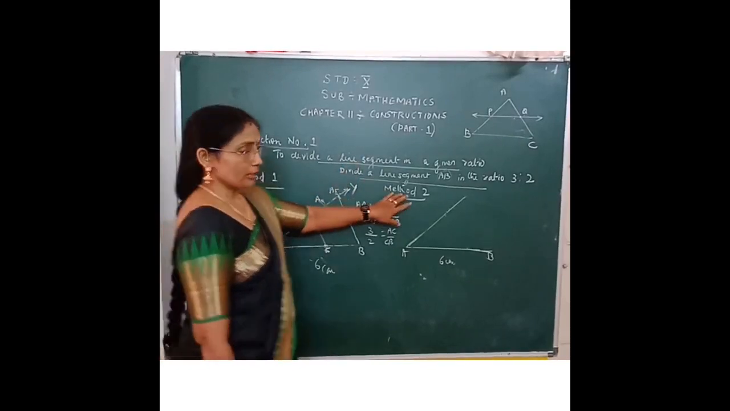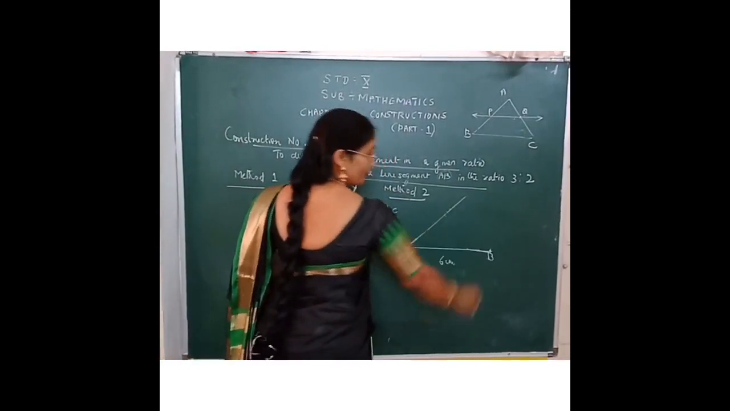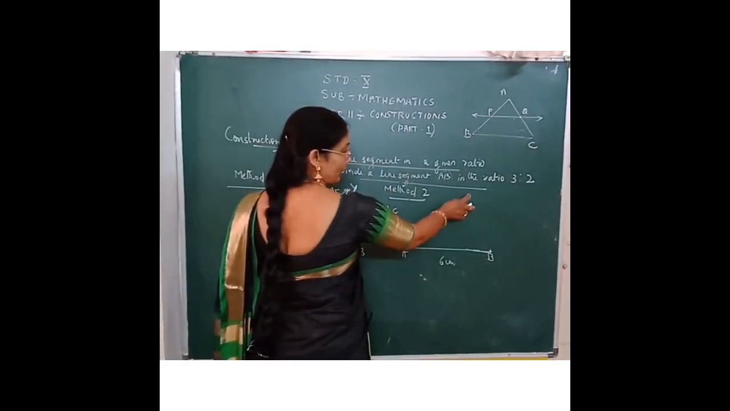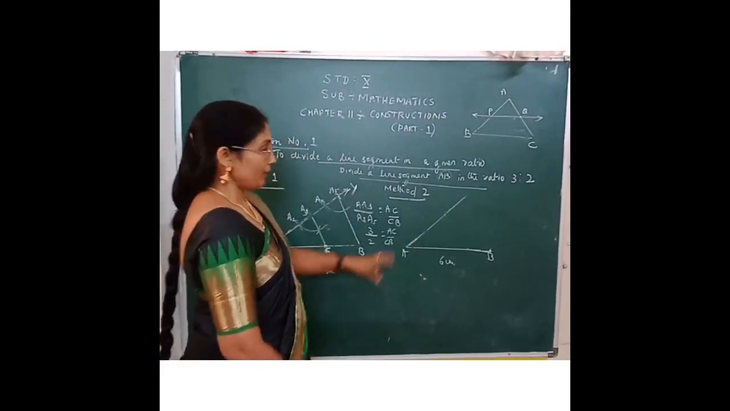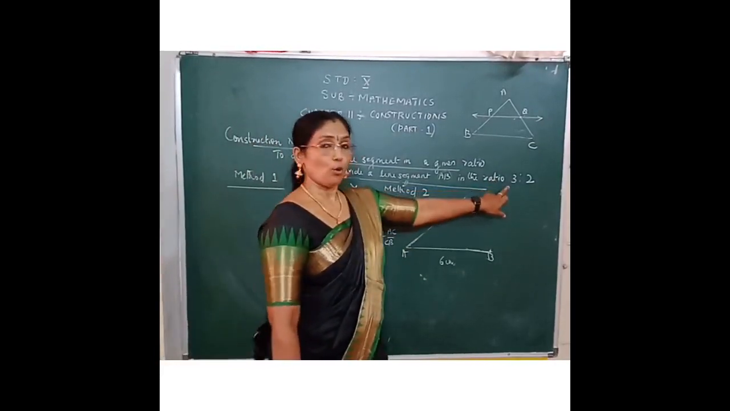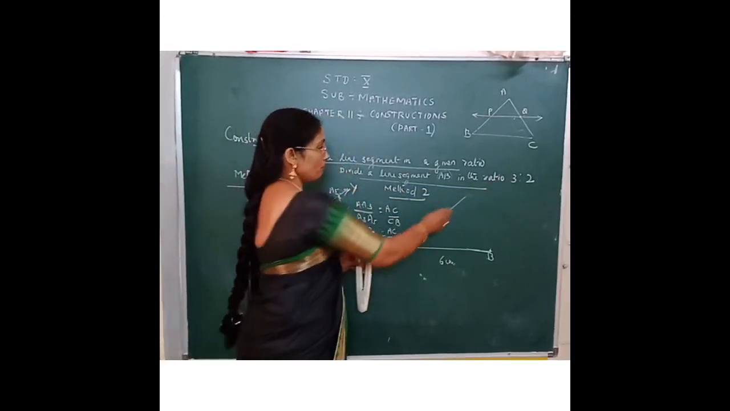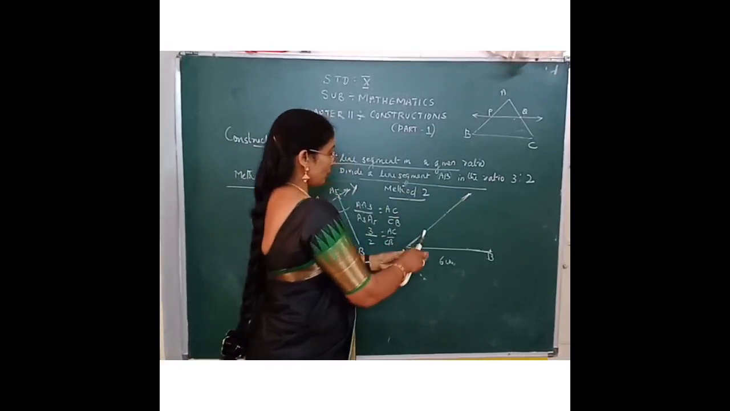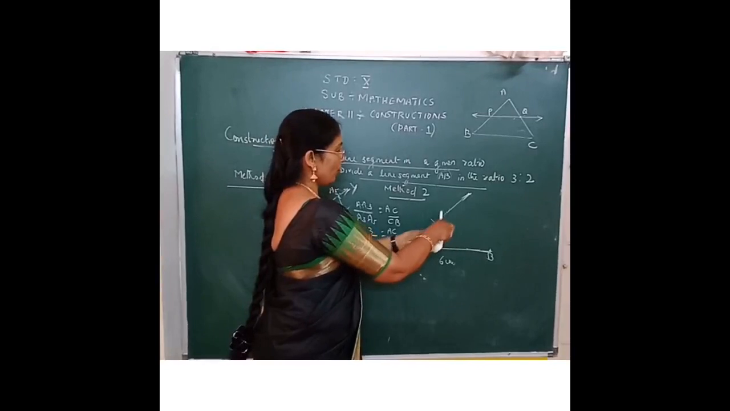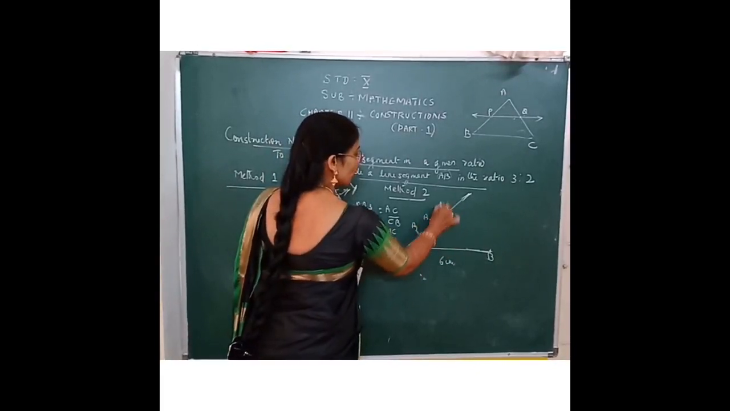Now next, method number 2. What you are going to do is again take the same line segment AB, that is 6 centimeter. Then there also I have made an acute angle, but on that ray I am going to draw only 3 arcs. Clear for you? Only 3 arcs I am going to draw, with any convenient radius, because for the 3:2 ratio it is 1, 2 and 3. That means we can say A1, A2, A3.